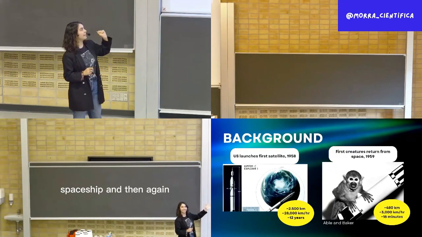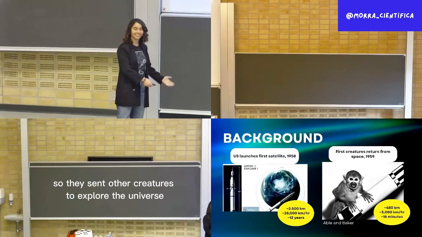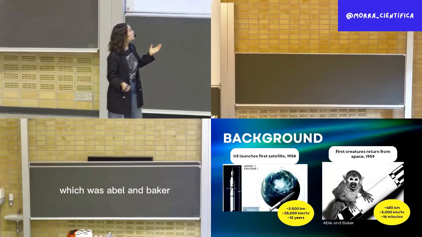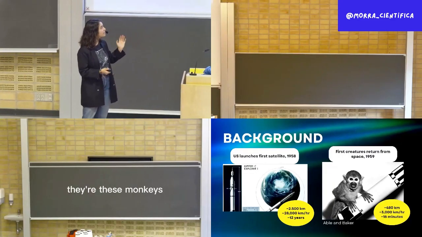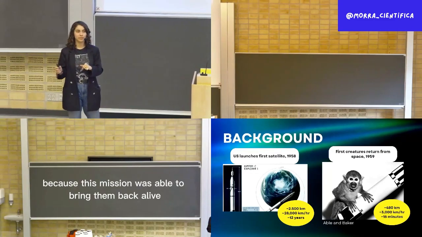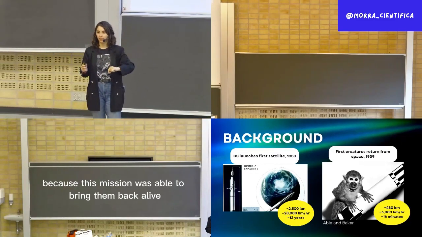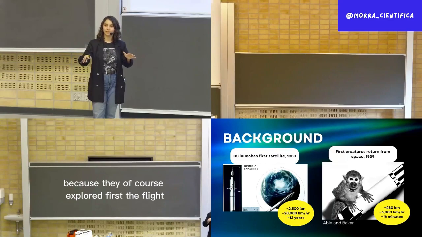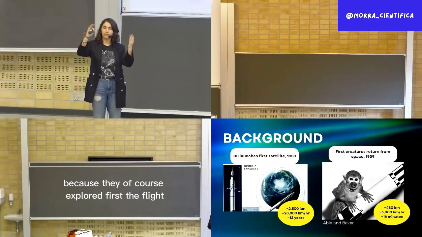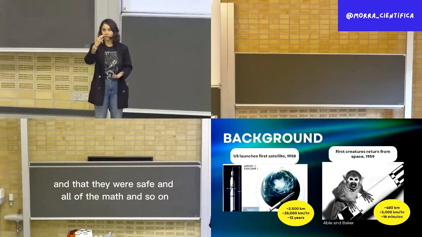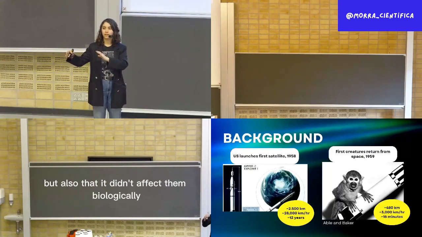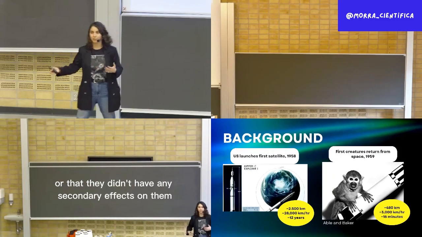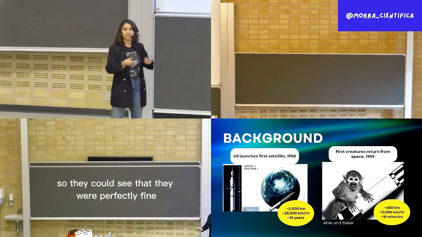And then, again, the United States didn't want to be behind, so they sent other creatures to explore the universe, which were Abel and Baker. These were monkeys, and this is very important because this mission was able to bring them back alive, and everything was fine with them. They explored first the flight and that they were safe, but also that it didn't affect them biologically, or that they didn't have any secondary effects.